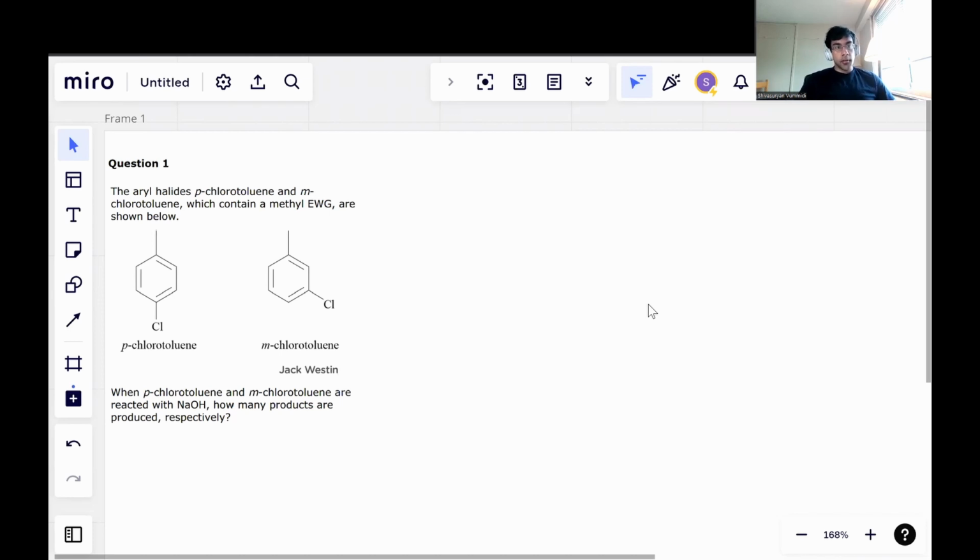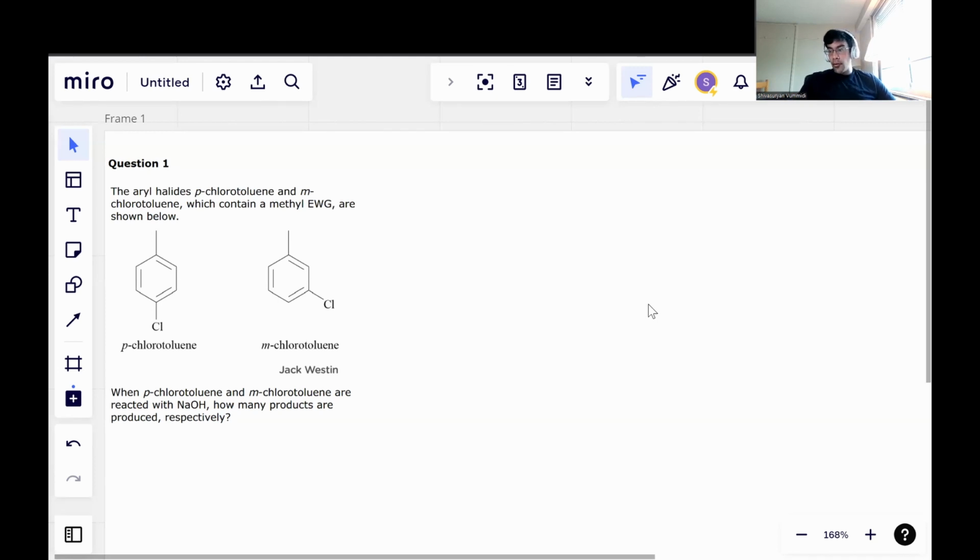So the question is, the aryl halides p-chlorotoluene and m-chlorotoluene, which contain a methyl EWG or electron withdrawing group, are shown below. When p-chlorotoluene and m-chlorotoluene are reacted with NaOH, sodium hydroxide, how many products are produced respectively?